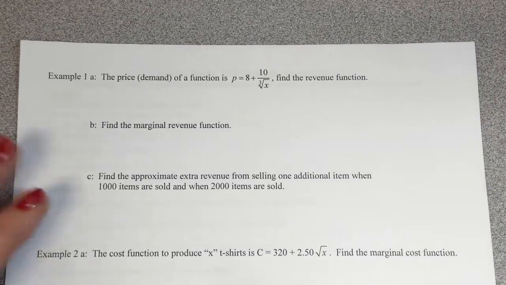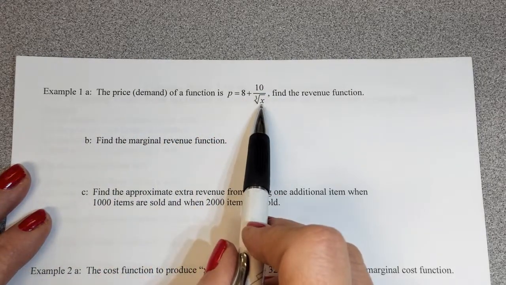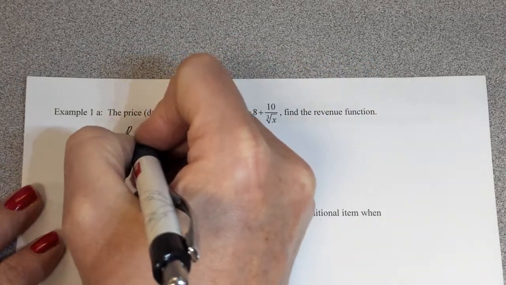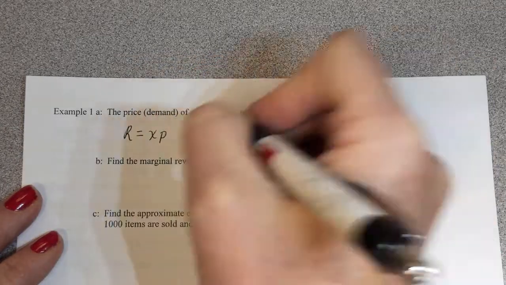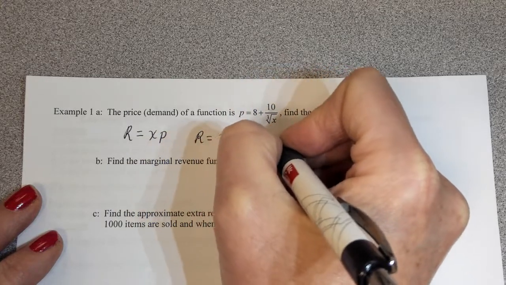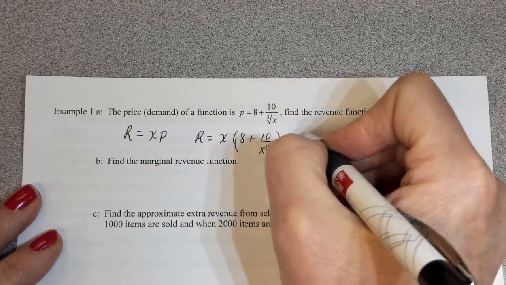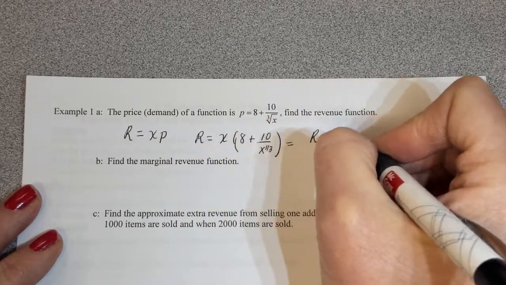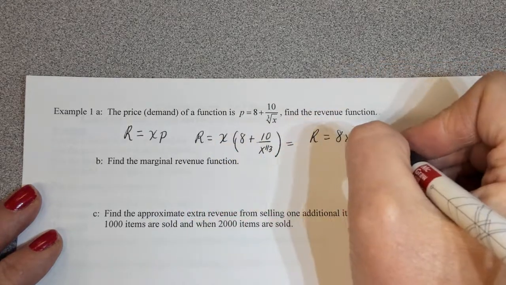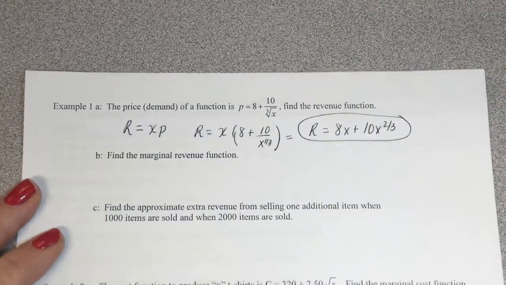Looking at the first example, it says the price or the demand function is 8 plus 10 over the cube root of X. Find the revenue function. Well, if this is our price function, to find revenue, that's always X times P. So my revenue is going to be X times 8 plus 10 over X to the 1/3. Distributing that out, revenue is going to be 8X plus 10X over X to the 1/3. Bases alike, subtract the exponents, that's 10X to the 2/3. That would be our revenue function.